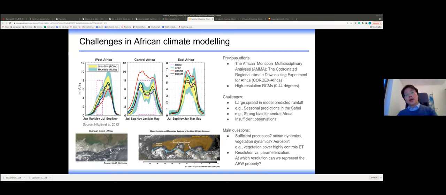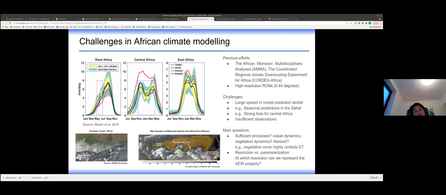One example is that for the process experiment, if we miss the vegetation dynamics, that could be a problem. Here is the Guinea coast. I think you can see clearly, though the picture is a bit small, that the cloud distribution mainly follows the vegetation cover. Without vegetation, for example in the deserts or semi-arid areas, there are almost no clouds.